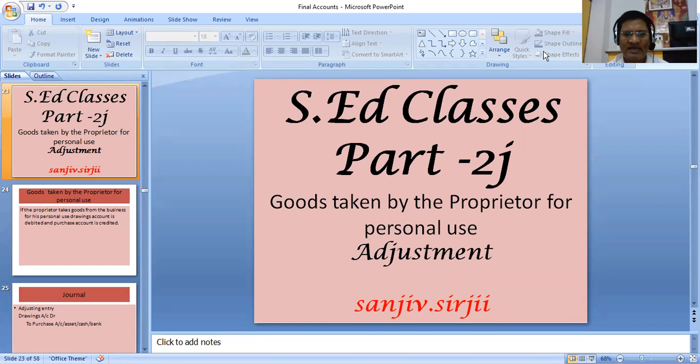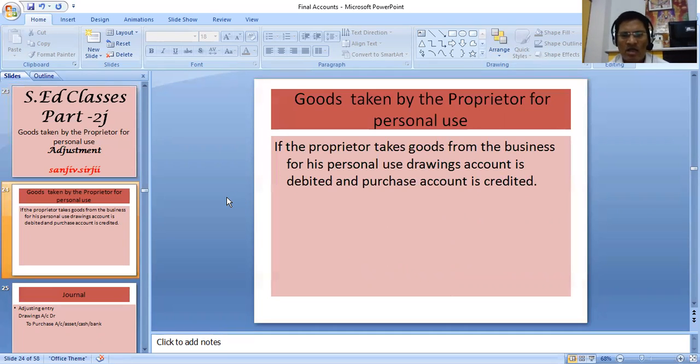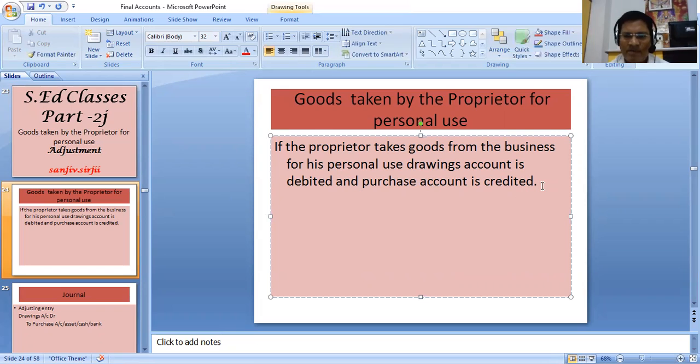This adjustment is, as you see, goods taken by the proprietor for personal use. If the proprietor takes goods from the business for his personal use, drawings account is debited and purchase account is credited. But suppose if the proprietor draws cash, then drawings account will be debited, cash account will be credited. Means the journal entry will become drawings to cash.